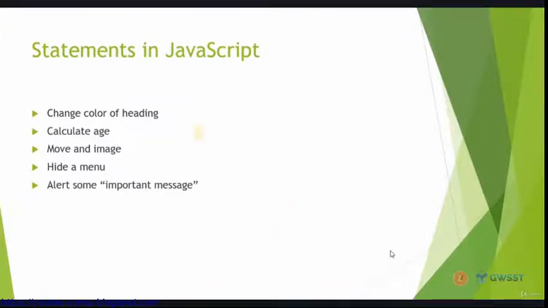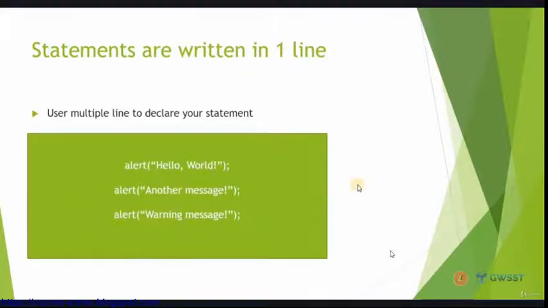Statements in JavaScript are a specific job which you want to do in your document. For example, it might be changing the color of your heading, calculating the age, moving an image, or animating an image, or hiding a menu, or giving some alert as an important message. Statements are written in a single line. When you see the semicolon here, that is the end of a statement. For example, here I have 3 statements. You can use multiple lines to create your statement. The first one which you can see here is a single statement, and below that we have another statement, and then we have another statement.